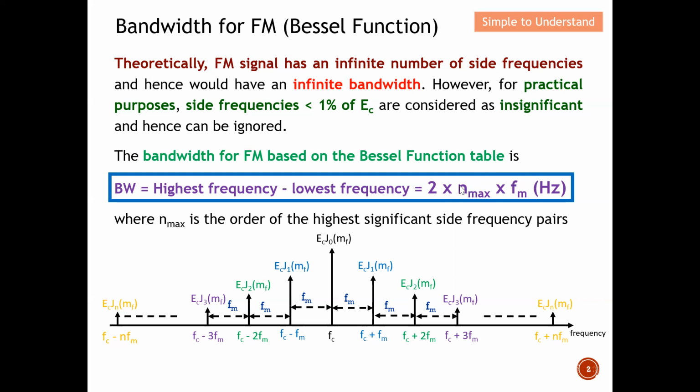And from here, you can also see that the bandwidth is actually equal to 6 times FM, which is exactly what I mean. From the highest frequency minus the lowest frequency, which is 6 FM. Over here, if you apply the equation, which is 2 times 3 times FM, that is also 6 times the frequency of the modulating signal. Okay, so this is how we arrive at the bandwidth for a Bessel function based on frequency modulation.